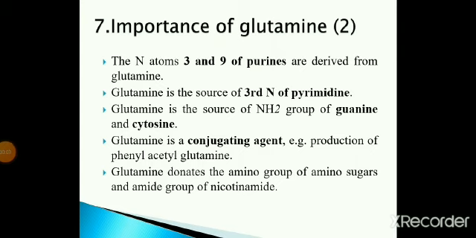Importance of glutamine. The third and ninth nitrogen atoms of purine are derived from glutamine. And the third nitrogen of pyrimidine is from glutamine. Then glutamine is the source of the amino group of guanine and cytosine. It is also a conjugating agent, and it donates the amino group of amino sugars and the amide group of nicotinamide.